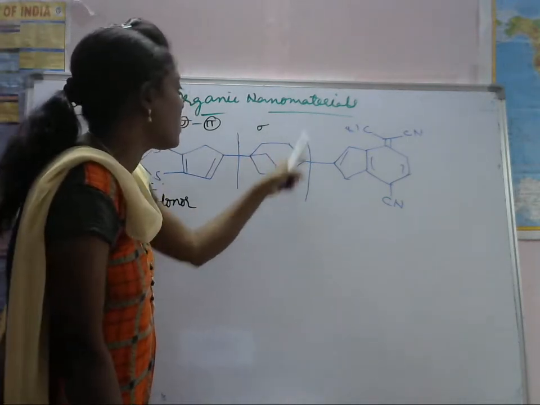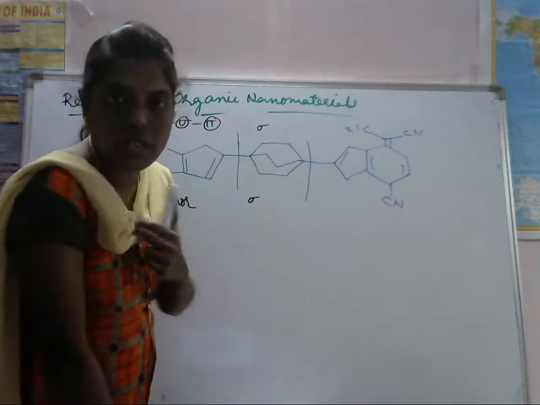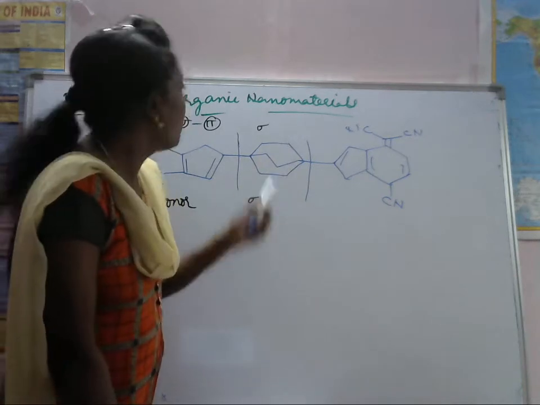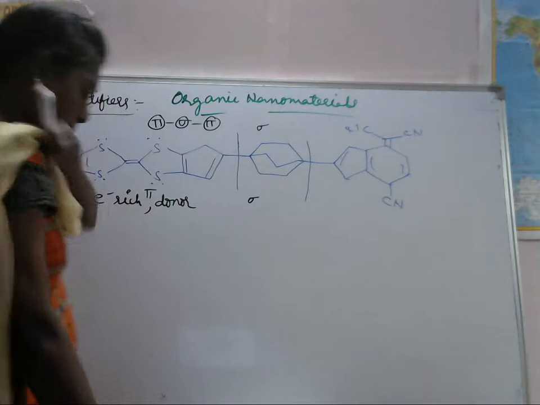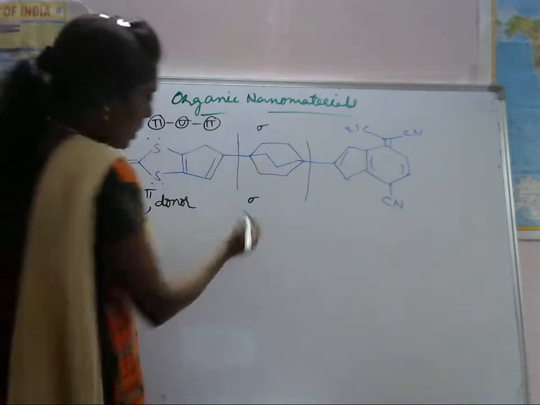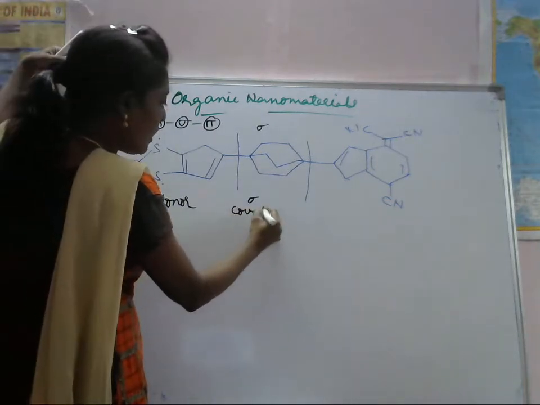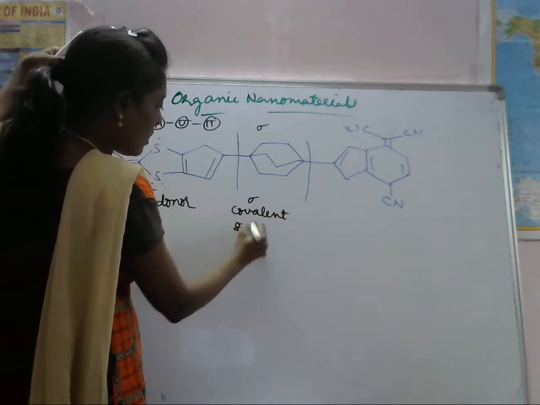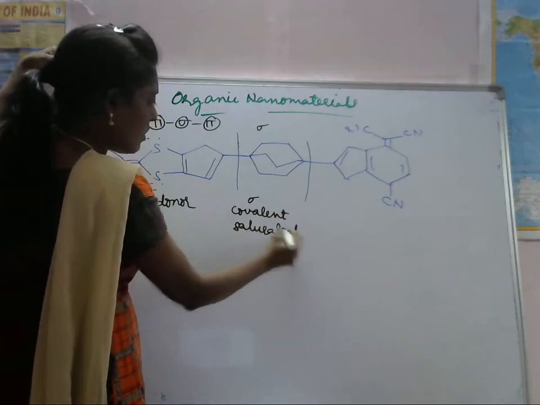If you carefully see this, all are single bonds only, so there is no double bond. That's why all the bonds are covalent. This is a covalent saturated bridge.